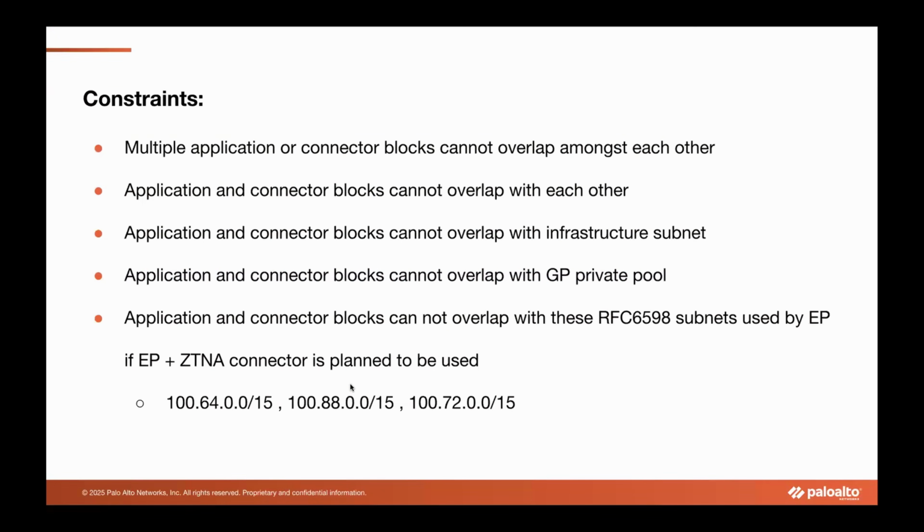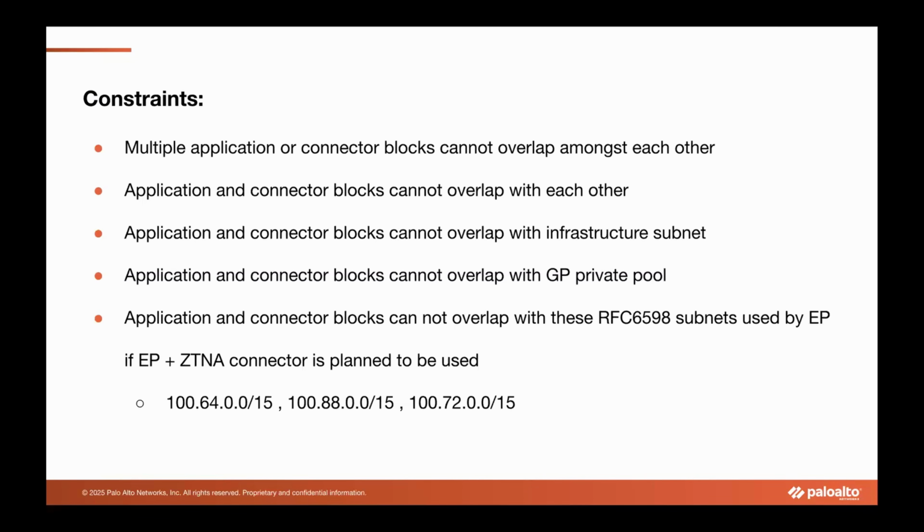But before getting into the dashboard itself, I just wanted to show you how the dashboard looks. But before getting into that, I wanted to also give you an idea of the different constraints. So multiple applications or connector blocks cannot overlap amongst each other. This is something we need to keep in mind. Application and connector blocks cannot overlap with each other, so you cannot have the same IP subnet block defined for the application block and the connector block.